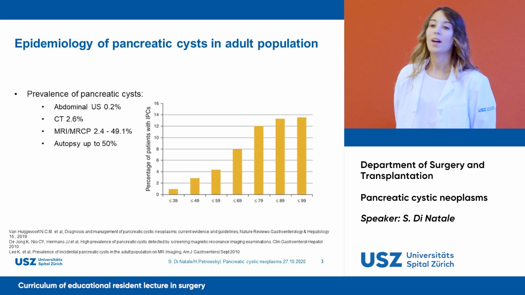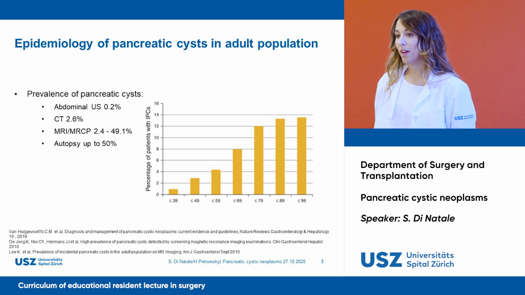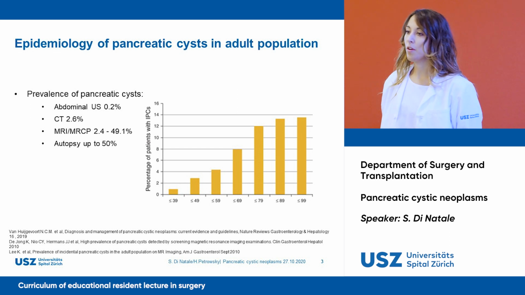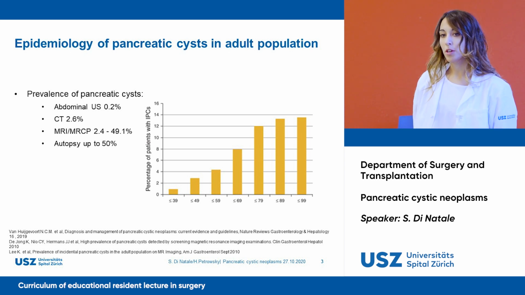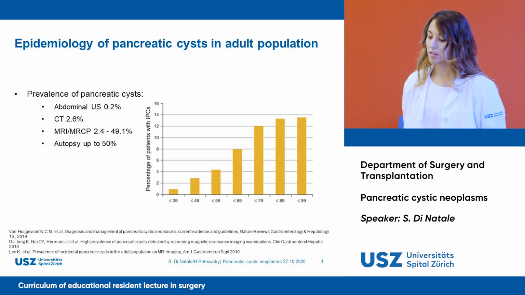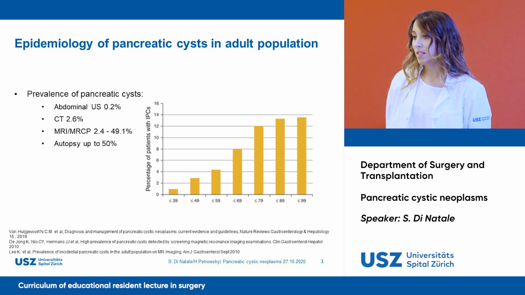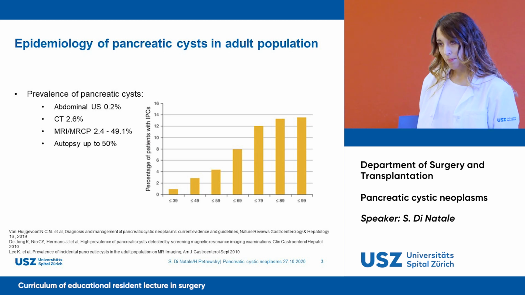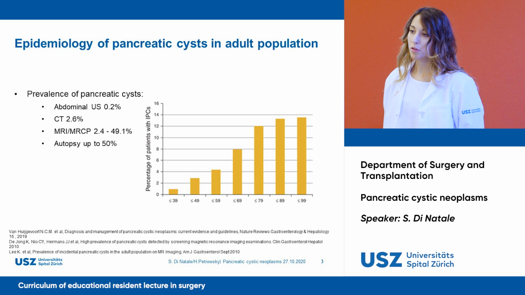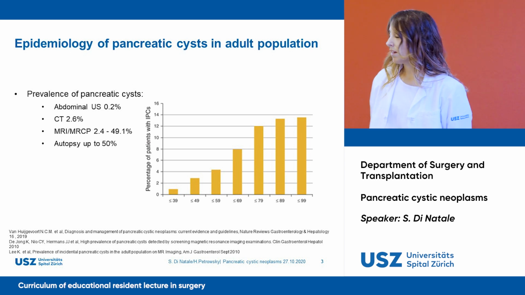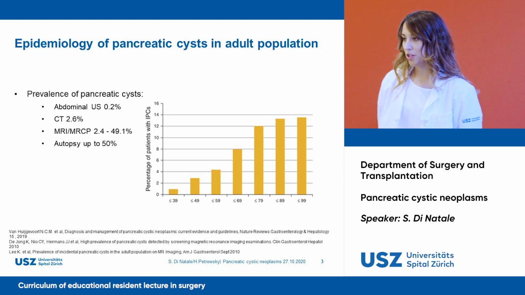The increased use of high-quality cross-sectional imaging and the trend for healthy individuals to undergo preventive health checkups have increased the detection of pancreatic cystic neoplasms. The prevalence varies markedly with the type of imaging used and among studies. Whereas abdominal ultrasonography detected a pancreatic cystic neoplasm in 0.2%, the CT revealed one in 2.6%, and the MRI and MRCP in 2.4 to 49%. In autopsy studies, a pancreatic cystic neoplasm was detected in up to 50% of the patients.